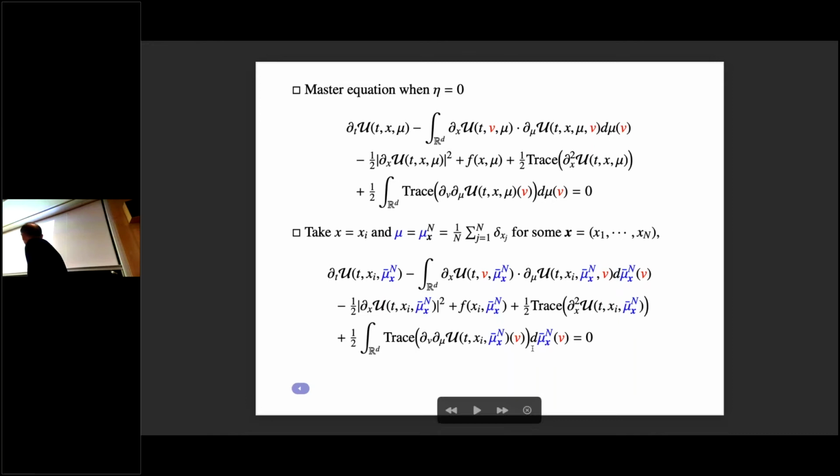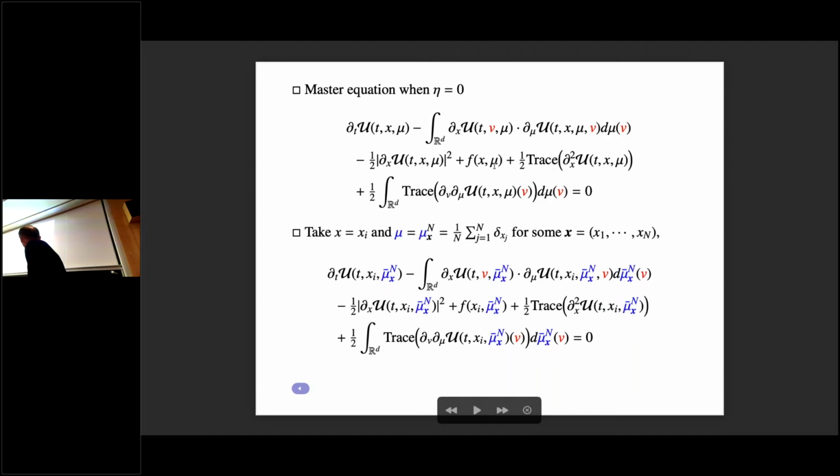Maybe you don't remember, but the first order terms, there was this integral, and there was this Hamiltonian. The next two terms were exactly the second order terms that you have in the Nash system, but I'm not going to study them. So let me do exactly what I told you.